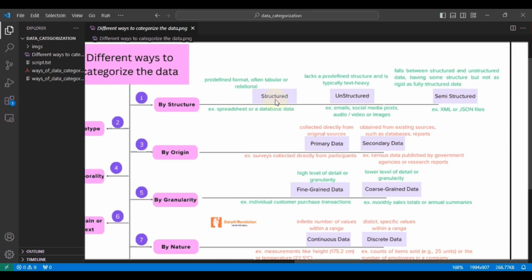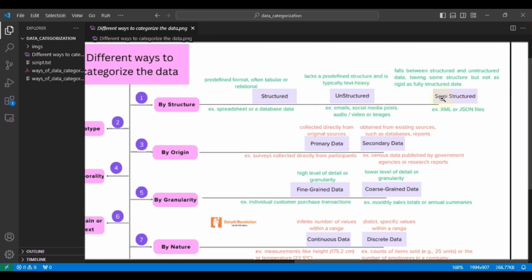If we are going to create a table in a MySQL database, we specify the number of columns, say 5. So whatever records come into the database will have those 5 specific values. The second type is unstructured. Unstructured data does not have a predefined format or structure. It is typically text heavy, like email data, social media posts, and sometimes audio, video, and images. These are unstructured data.